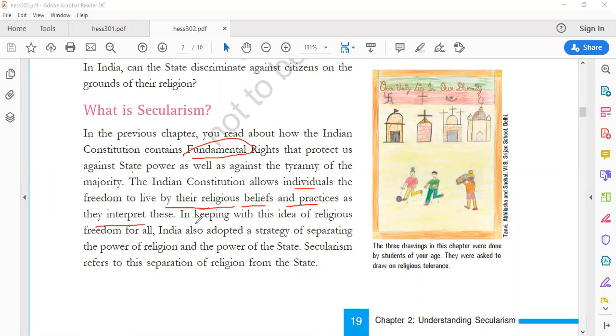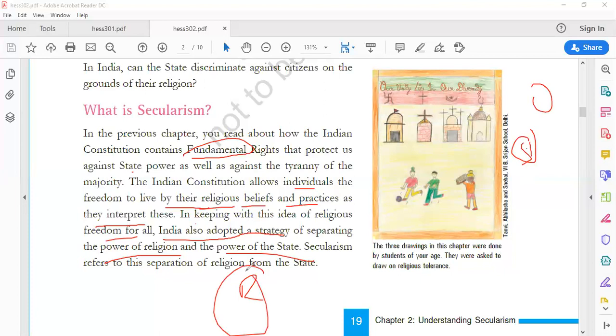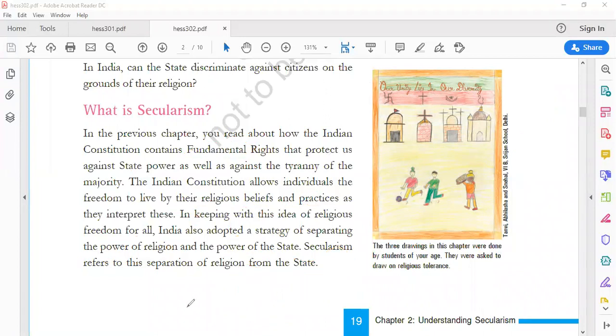Okay. In keeping with the idea of religious freedom for all, India also adopted a strategy of separating the power of religion from the power of the state. Try to understand here, in India, the Indian state, that is the political system, separates itself from religion. Religion is separated from the state. So this secularism is called the separation of religion from the state.